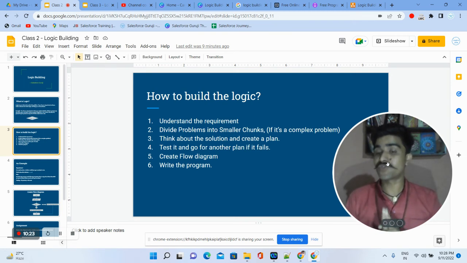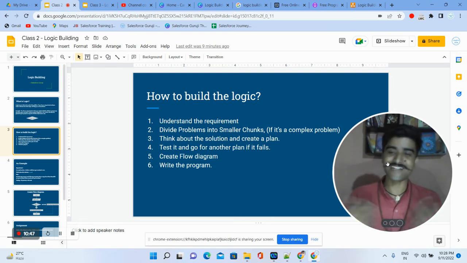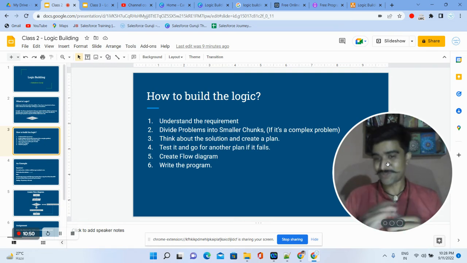If you create a flow, then the situation will be very easy. And even if the client is from non-IT, it will be very easy for you to explain the things. So that's why just create a flow diagram. Once the flow diagram is done, if you are a programmer, you can write the program or code, or if you are an admin, then you can build your flow. So first you need to create the flow diagram and then this thing. So definitely we can do these things.